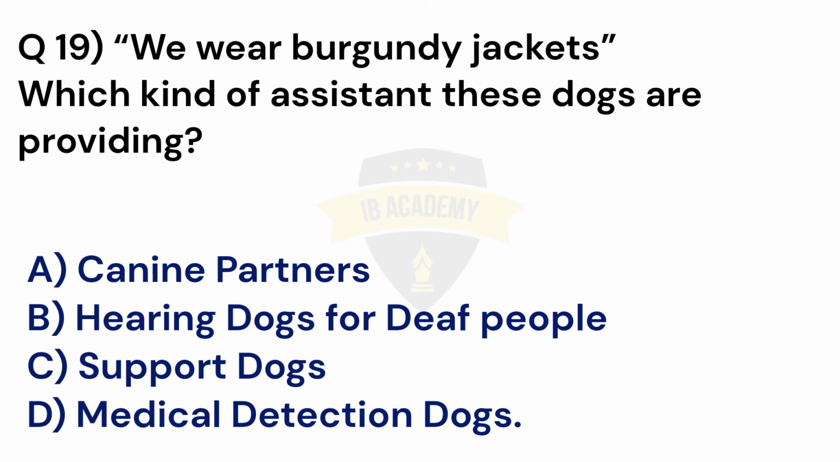Question 19. We wear burgundy jackets. Which kind of assistance these dogs are providing? Option A. Canine partners. Option B. Hearing dogs for deaf people. Option C. Support dogs. Option D. Medical detection dogs. The correct answer is option B. Hearing dogs for deaf people wear burgundy jackets. Hearing dogs are for adults and children with hearing impairments. Remember, though, that an assistance dog may not always wear a jacket.